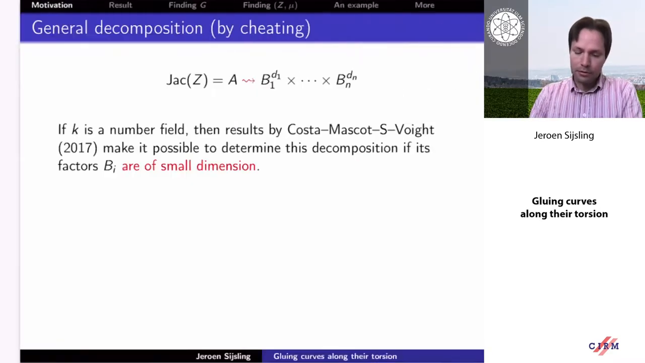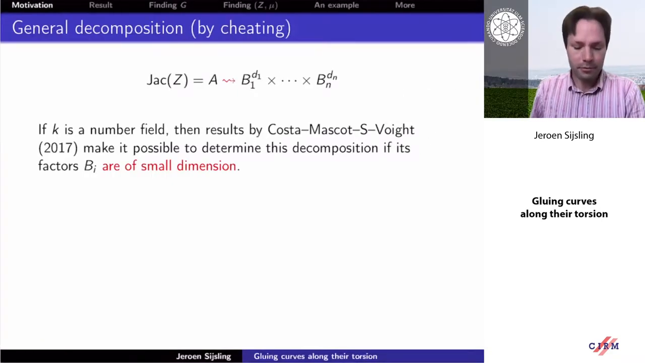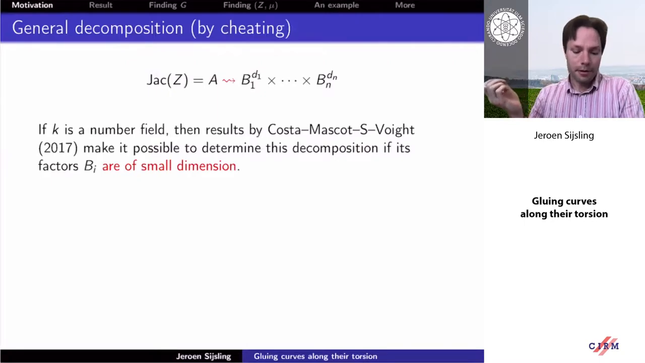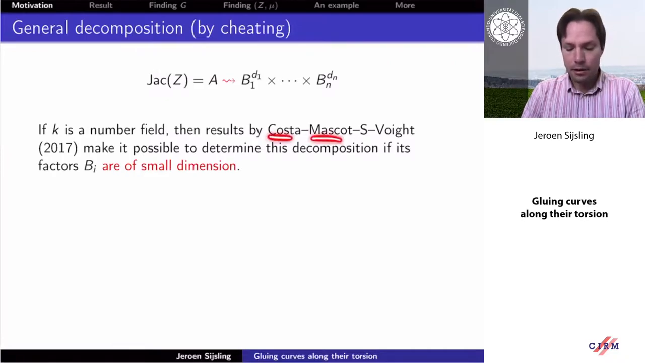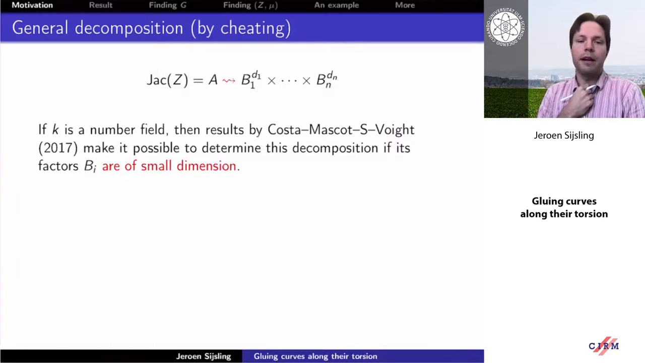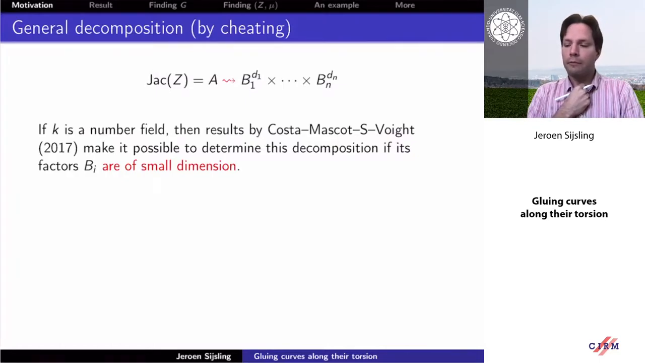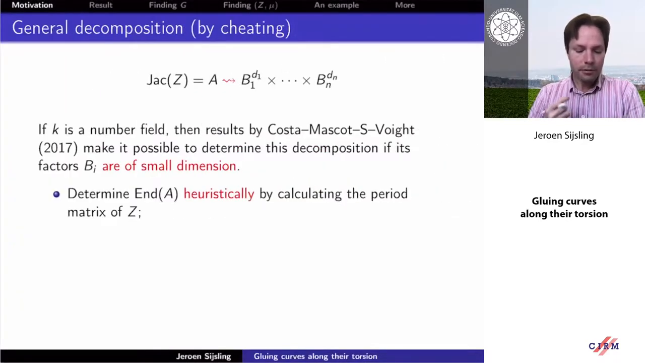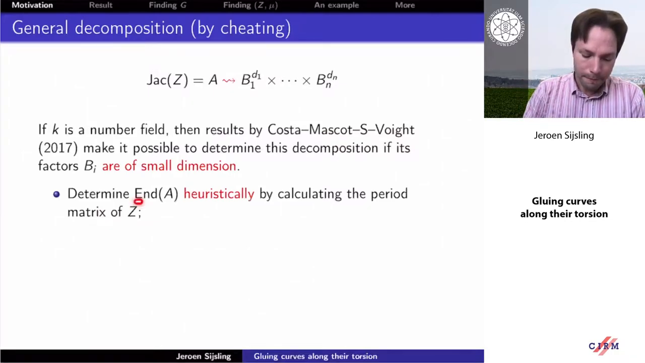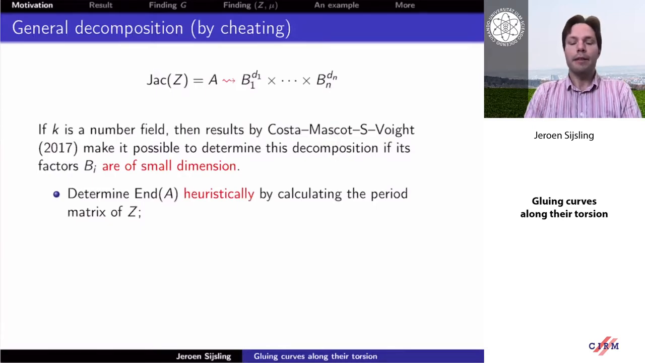That's not the main theme, but I want to recall this to you because similar methods work. We look at this in the case where this base field k is a number field. That is mostly because in that case, the results with Edgar, with Nicolas, and with John make it possible to really determine the decomposition that I just wrote, at least as long as these factors B_i are of small dimension. What you do for this is you determine, first of all, the endomorphism ring End of A, and you do that heuristically at first by calculating the period matrix of Z.